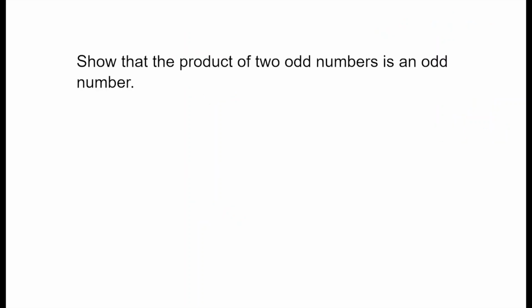So let's have a look at an example. Show the product of 2 odd numbers is an odd number. So we know that we can express one of those as 2n plus 1. But we also need to use a different odd number. We can't use 2n plus 1 again because that would be the same odd number. So we're just going to change the letter, maybe to m.